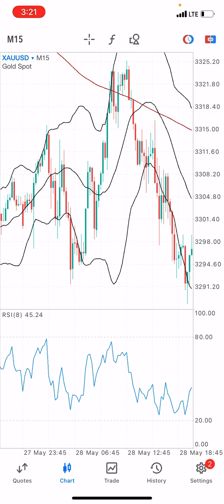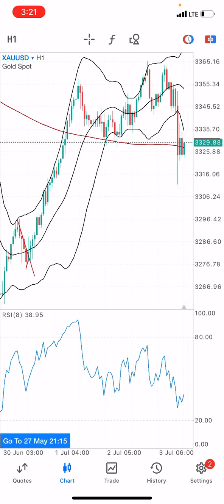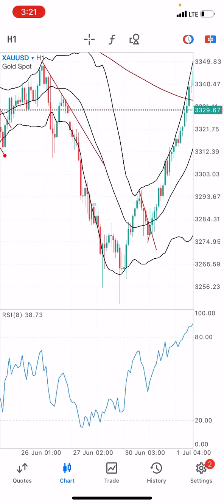I also used to try it on the 1 hour time frame, so you can check on the 1 hour time frame too. It gives a good signal.